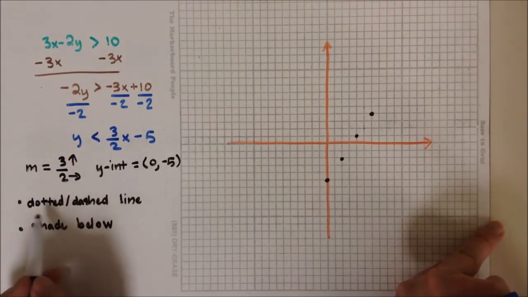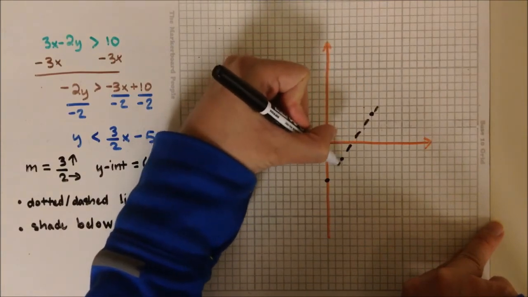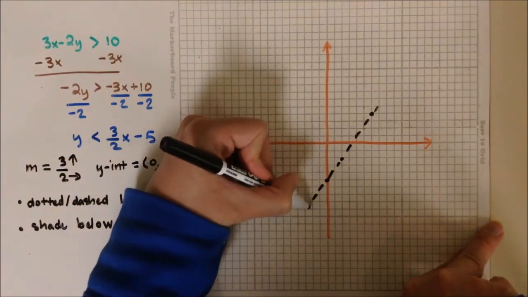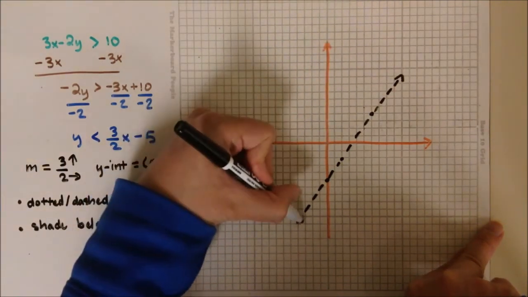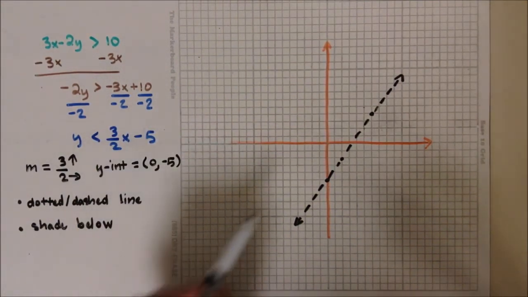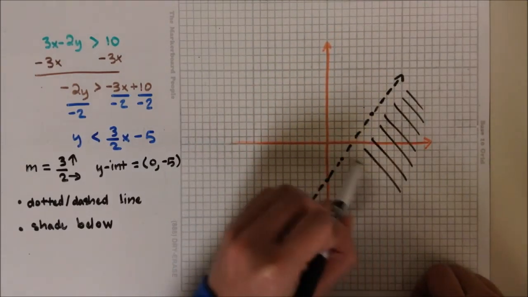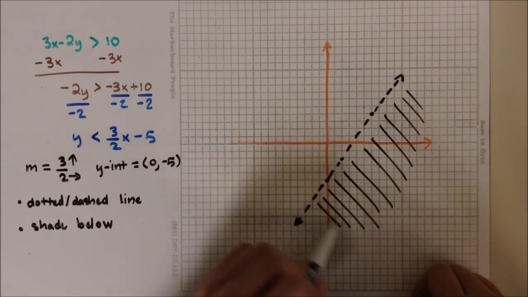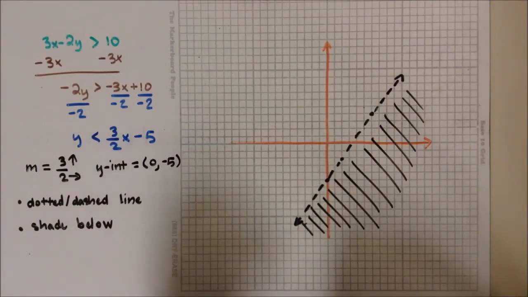So we're going to make our dotted dashed line. And then from there, we simply shade below the line, so underneath the line. You don't have to shade completely, you just shade where the majority will be. So this is what the graph of an inequality would look like.